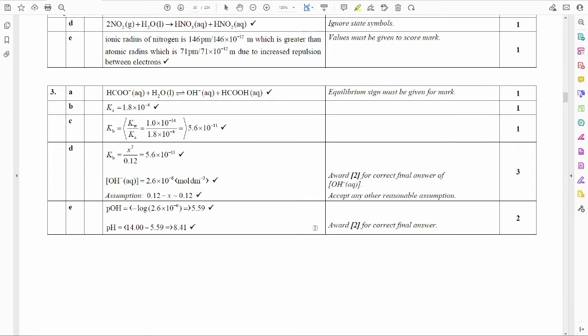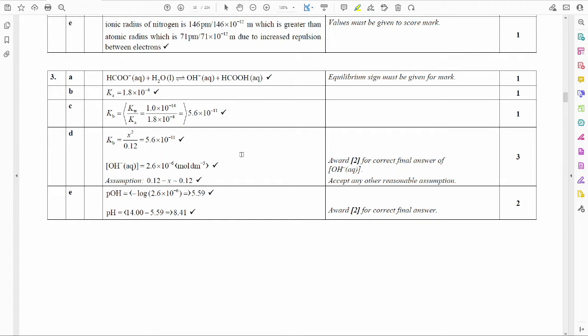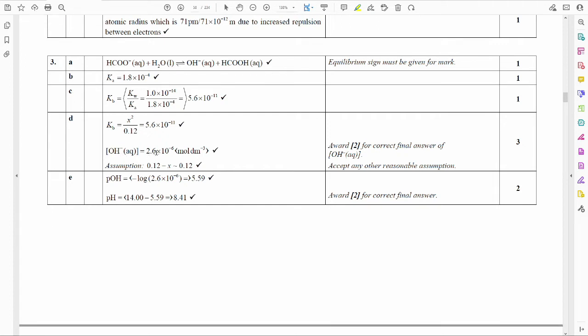hydrogen, or what is it called again? Hydroxide, of course. Ions. Yep. So that's also what they do here. And then you get this answer.